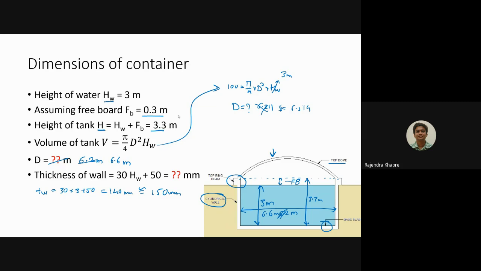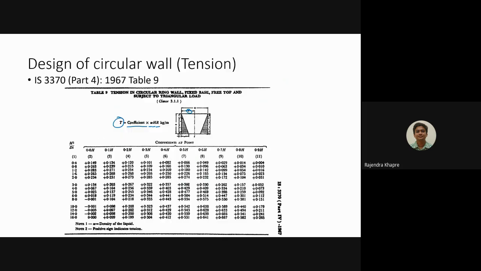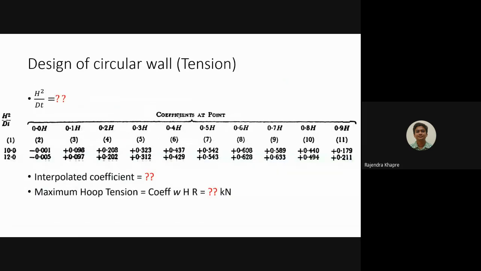Although you have estimated the dimensions for 3 meters, with additional freeboard, there is a possibility that water may reach up to the bottom of the dome, so we have to design for that. This h in the table is the height of the water. Here I am not taking the height of water as 3, I am taking it as 3.3, intentionally, because water may go up to 3.3.